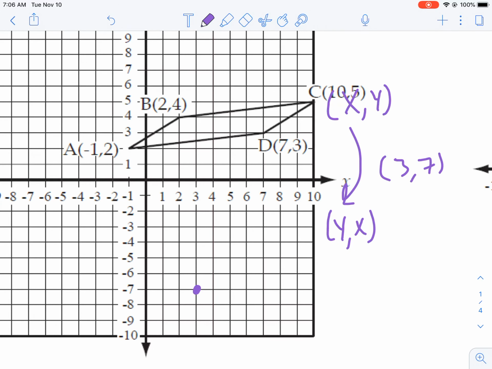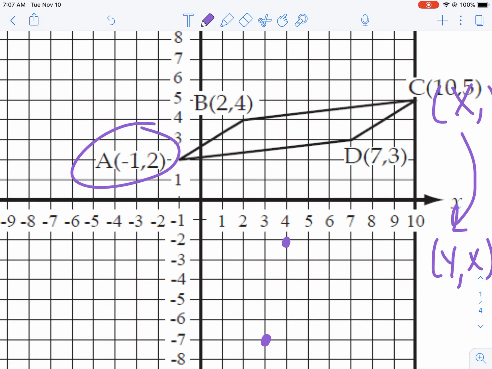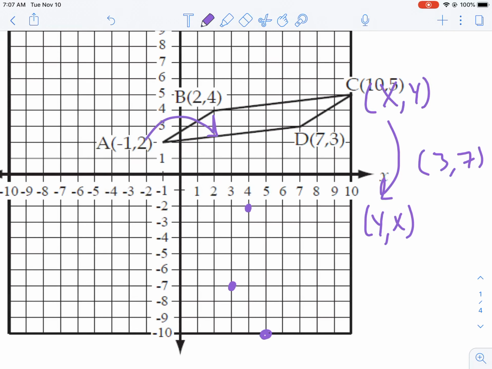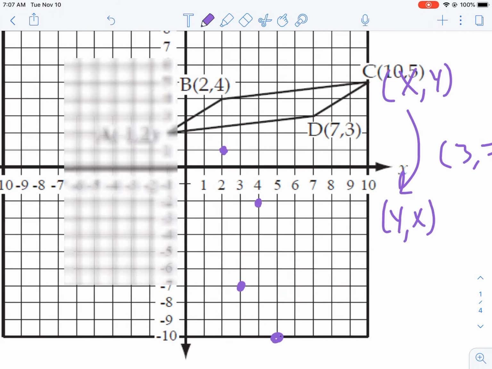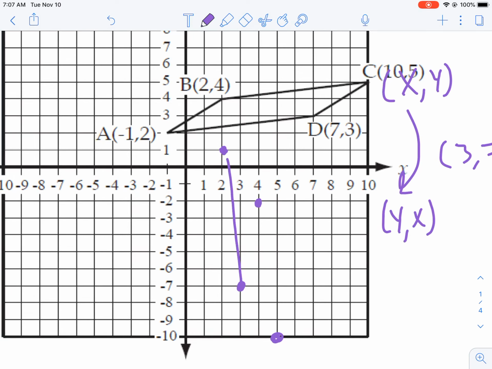Then we've got 10, 5, so that's going to switch to 5, 10. That's going to be right here. We've got 2, 4, so that's going to switch to 4, 2. Now, the only one that's tricky about this one is A, because A is actually in this quadrant on the left. So A is actually only rotating to this quadrant. It's going to be a quadrant behind all of the other ones. So it's 1, 2, so it's going to be switching to 2, 1 like this. And so now we can make our shape.